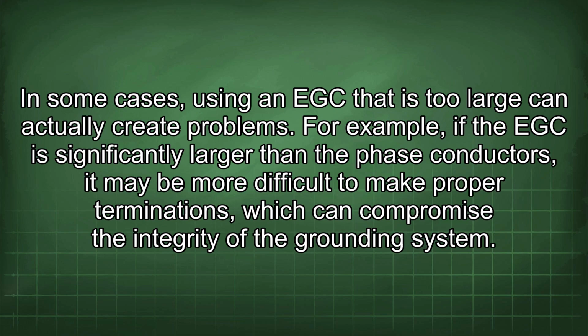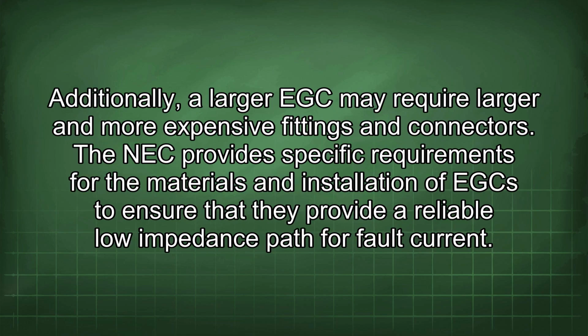For example, if the EGC is significantly larger than the phase conductors, it may be more difficult to make proper terminations, which can compromise the integrity of the grounding system. Additionally, a larger EGC may require larger and more expensive fittings and connectors.